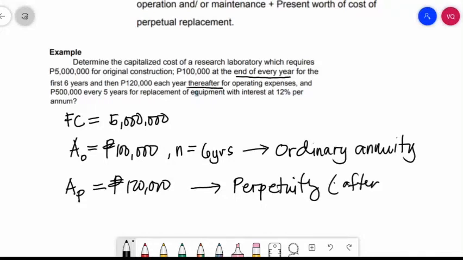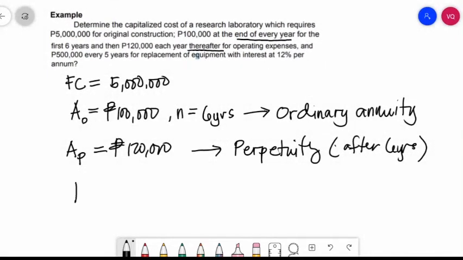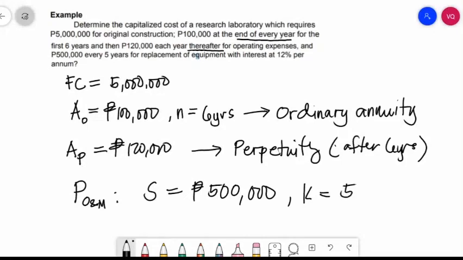After 6 years. And then 500,000 every 5 years for replacement of the equipment. So our P, operation and maintenance, is equal to our replacement of equipment. Kasi wala namang salvage value. So, S is equal to 500,000. In this case, yung first cost natin is not equal to our replacement cost. So, S is equal to 500,000 kasi walang may ma-minus dito na salvage value. So, our K is equal to 5 years. And we have an interest equal to 12%.